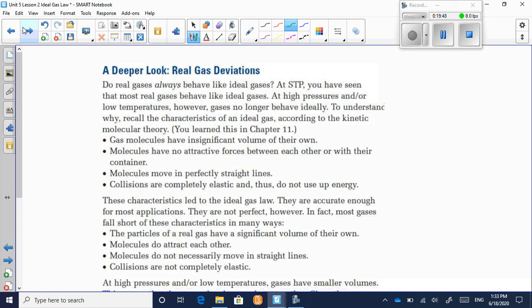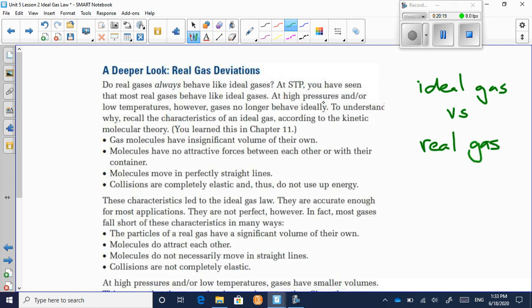The question is, well, what do you mean? What's an ideal gas? What does it mean to be an ideal gas versus a real gas? Does 1 mole of every gas really take up 22.4 liters? Well, I'll just read this with you. It says, do real gases always behave like ideal gases? At STP, you have seen that most real gases do behave like ideal gases.